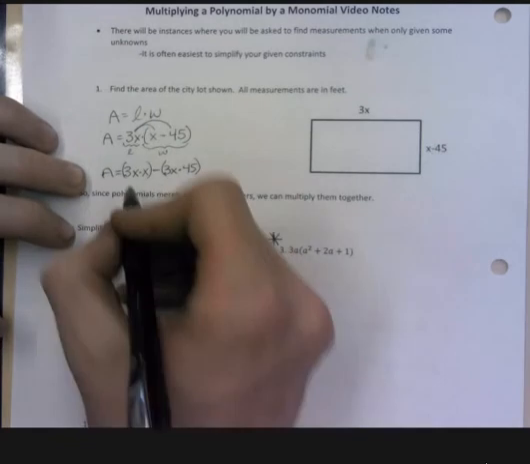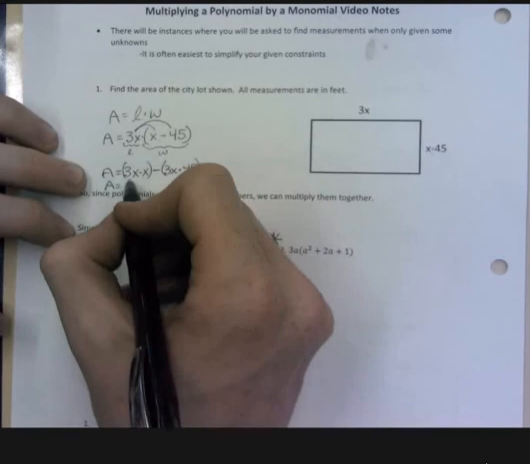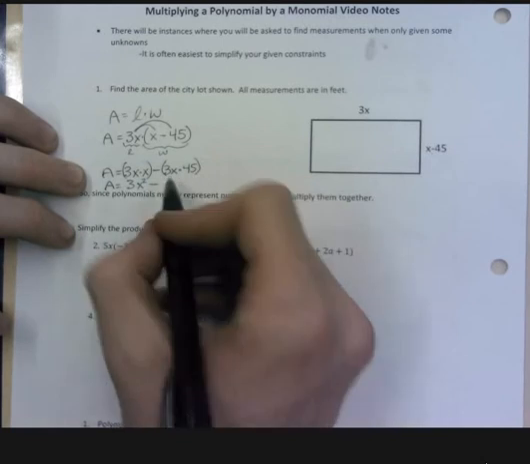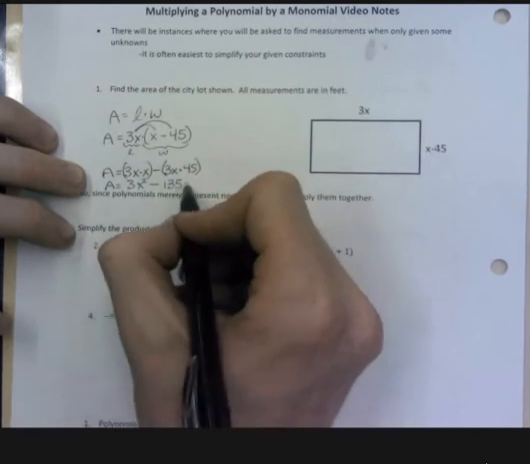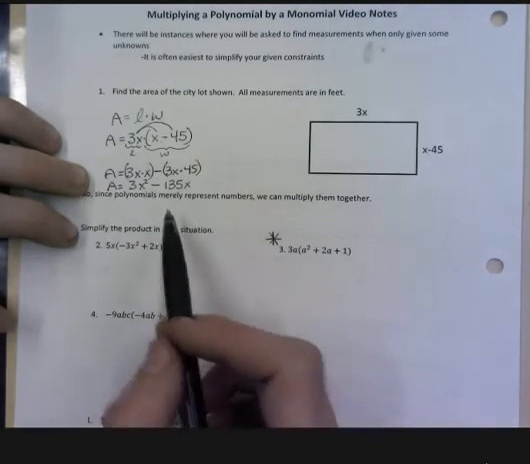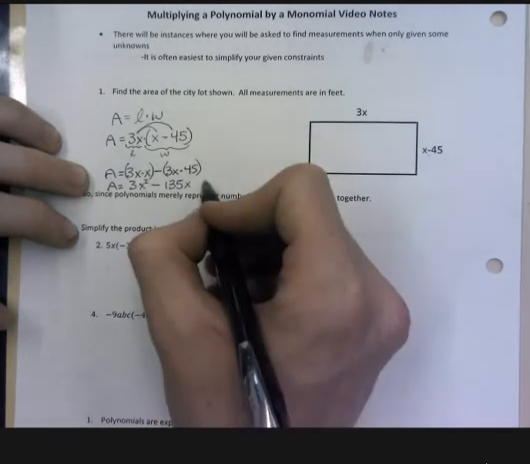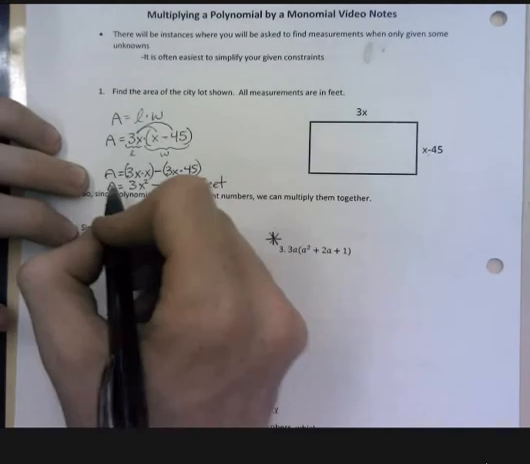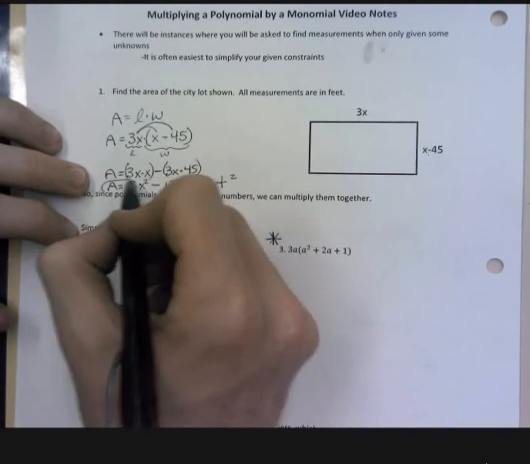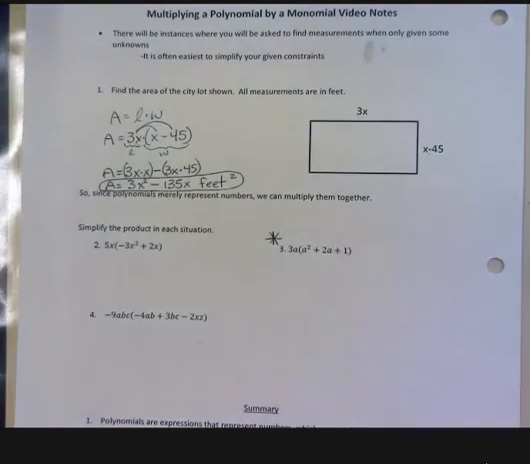And now we just have to simplify. So area equals 3 times x is just 3x squared minus 3 times 45 is 135 times x. Since I have an x squared value and an x value, those are not like terms, which means I cannot simplify, which means I'm done here except for one thing. Those of you who forgot to label the units would have missed a point or two. Since we're talking about area, this is square feet.